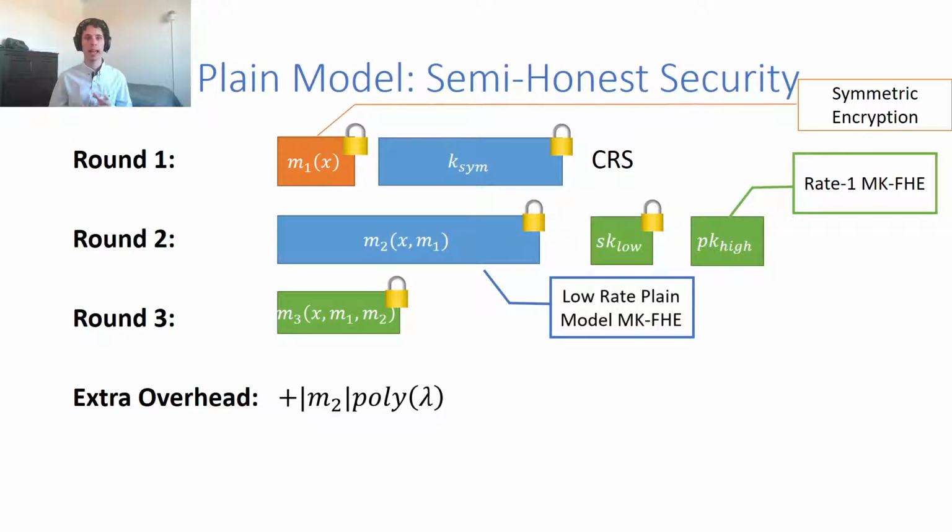We do incur a polynomial blowup in the second message due to the use of the plain model MKFHE, but we don't incur any other blowups in terms of any of the other messages.